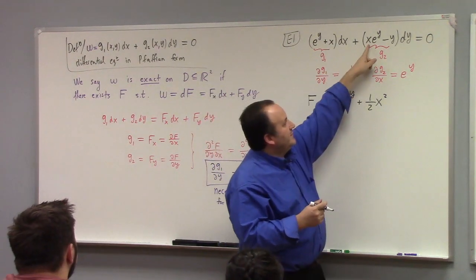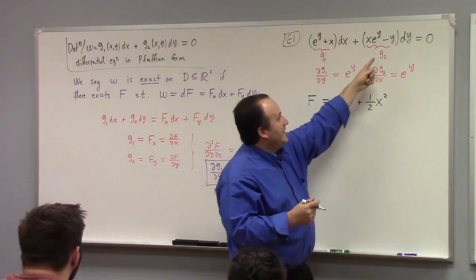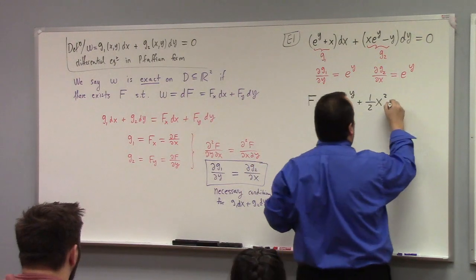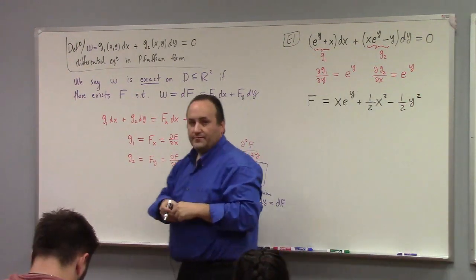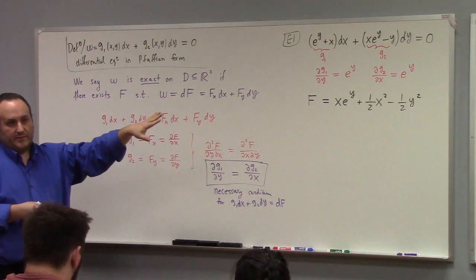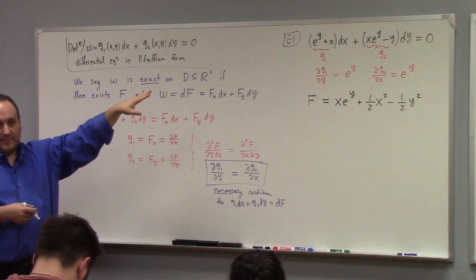Now let's see here. If I integrate that with respect to y, on the one hand I'd get this, but on the other hand the minus y gives me a what? A minus 1/2 y squared, right? So this right here, the total differential df, is exactly the differential equation I started with, right?